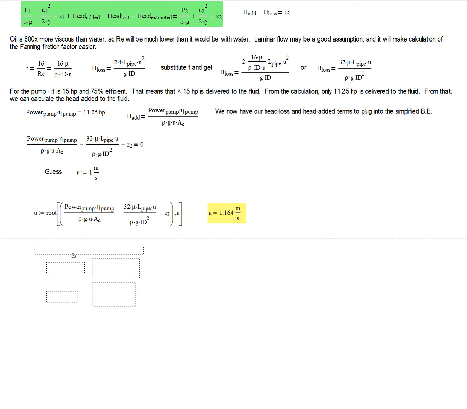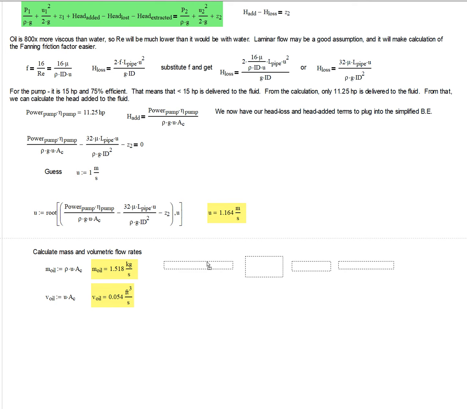From there, we can calculate the mass flow rate and the volumetric flow rate. We get a mass flow rate of 1.5 kilograms per second. And I realize I'm mixing and matching between SI and American Engineering, but our volumetric flow rate is 0.054 cubic feet per second.